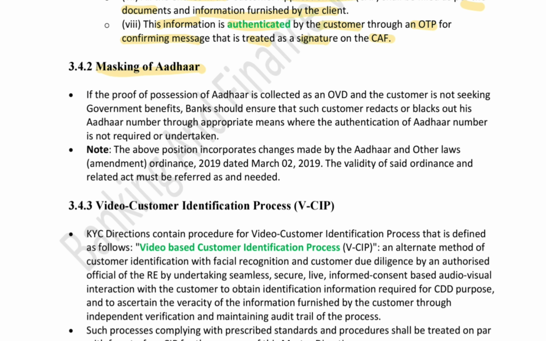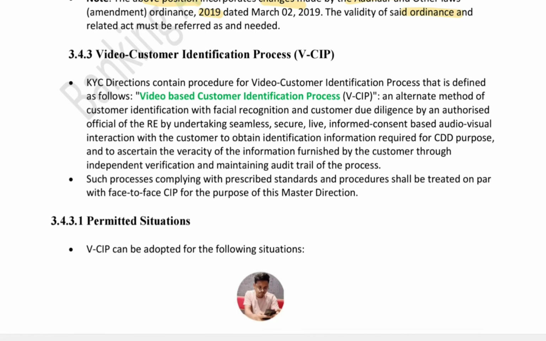Then masking of Aadhaar is required. If the proof of possession of Aadhaar is collected as an officially valid document and the customer is not seeking government benefits, banks should ensure that such customer redacts or blacks out his Aadhaar number through appropriate means where the authentication of the Aadhaar number is not required. The above position incorporates changes made by the Aadhaar and other laws in 2019. So in March 2019, this law was passed that masking of Aadhaar needs to be done.